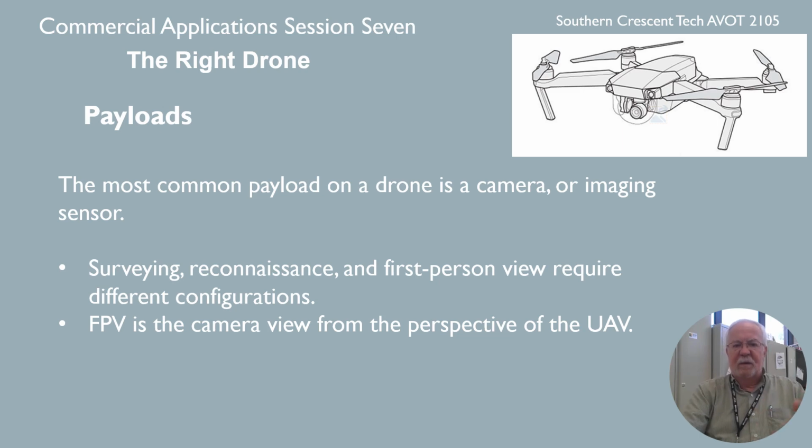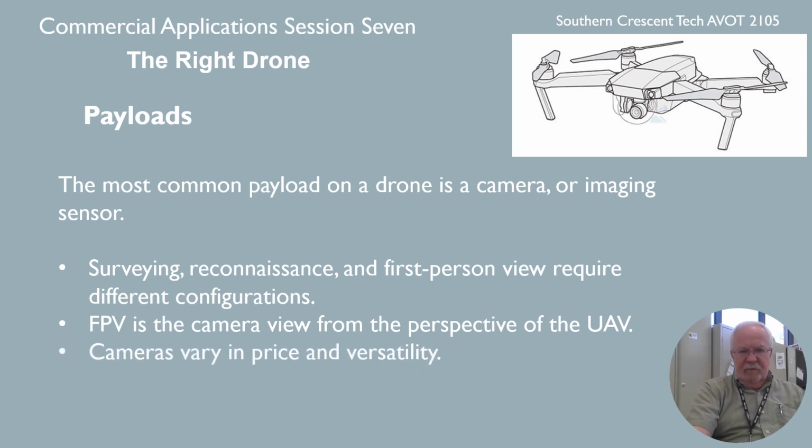Remember that FPV is a camera view from the perspective of the UAV, so it will show banking information and pitching information. It's the way the camera will be orienting. And you've seen those FPV videos, I'm sure. FPV video cameras vary in price and versatility. It all depends on what you're trying to do. If you're just doing drone racing, you don't need really high quality pictures, right? You just want to know the orientation and to avoid the pillars or the circle, whatever.